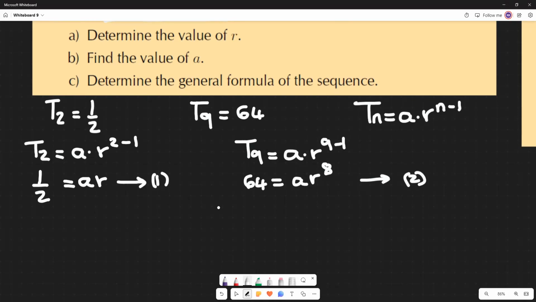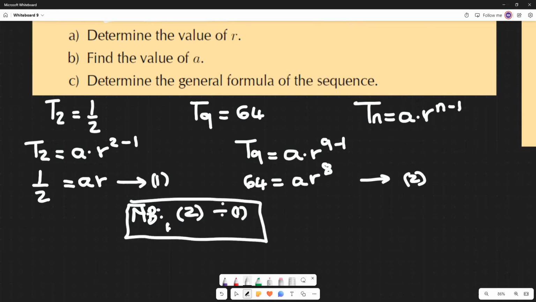So this is the most important part, NB. For simultaneous equations of a geometric sequence, you're always going to take the bigger equation, in this case 64 is bigger than half, and then divide it by the smaller one. That is very important: big divided by small. For a geometric pattern, this is how you always do your simultaneous equations. It is very easy to do it that way.